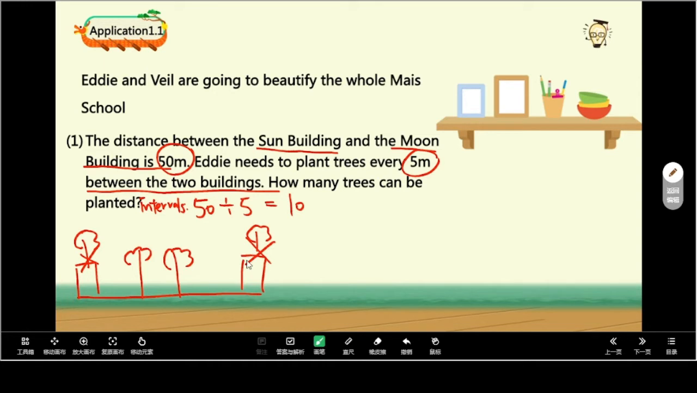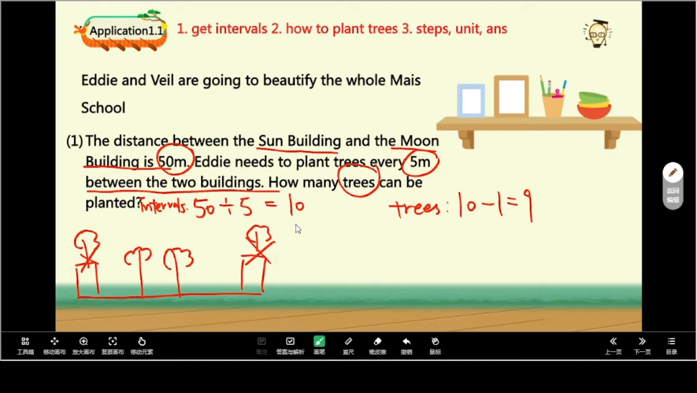So which type of tree planting question does it belong to? Yes, it belongs to neither end. So what is the relationship between trees and intervals? Which is larger? Yes, the interval is larger, and the question is asking about trees, right? So we can know that the number of trees is 10 minus 1 equals 9, right?